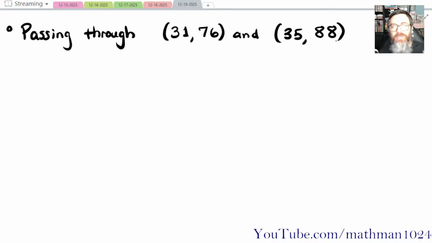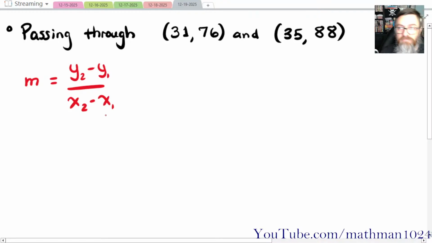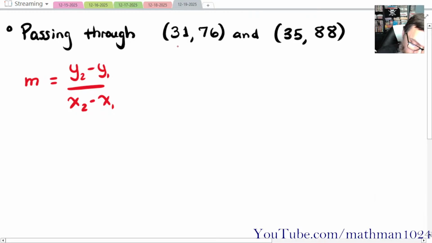Well, we can find the slope. There's a formula that I gave on another page that said the formula for the slope is the change in y over the change in x. All right, so let's do that. Make sure you label these ordered pairs correctly. Now, it doesn't really matter which one is the first and which one is the second. What matters is that if you say this is x1, then the corresponding y value is y1. And then you have x2, y2.